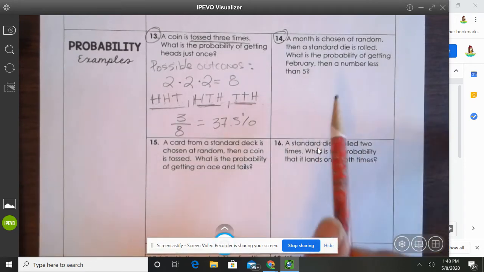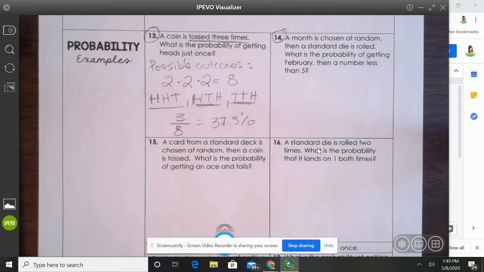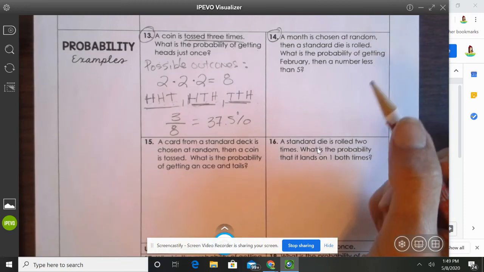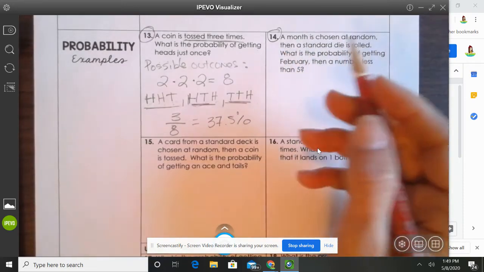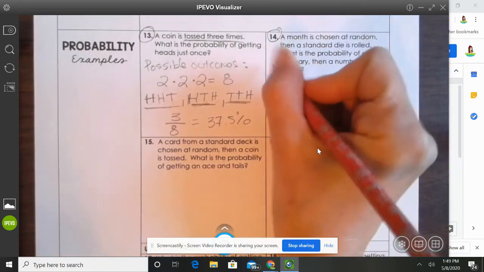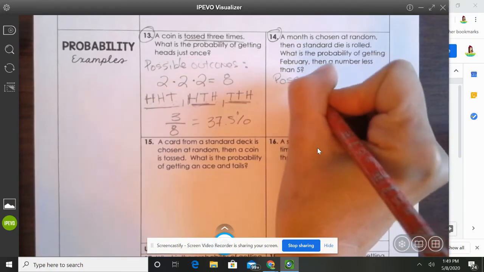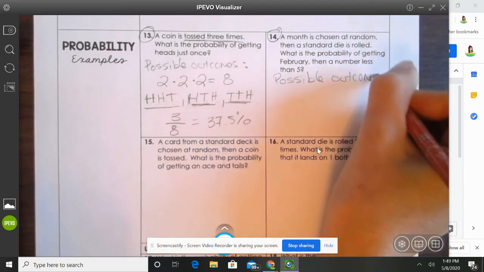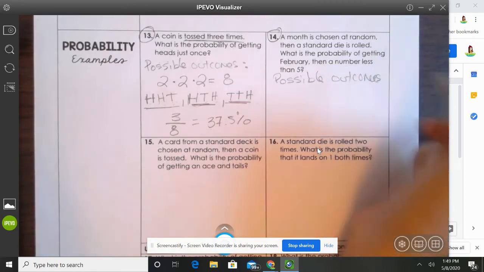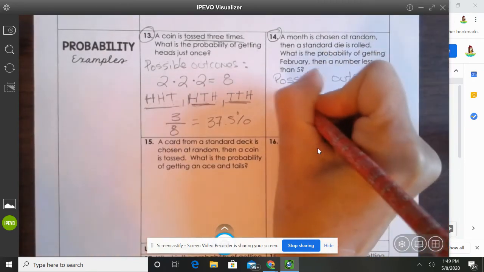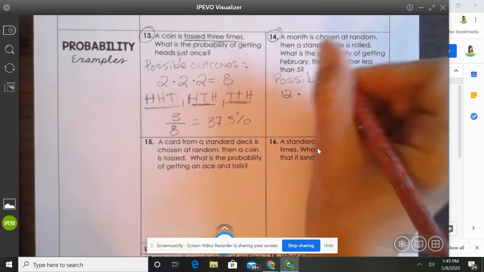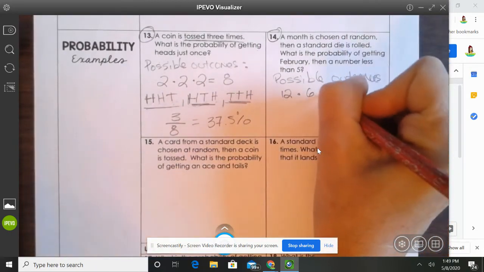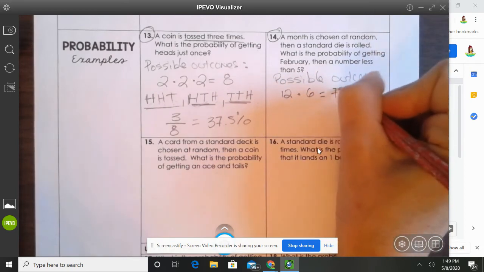We need to think about how many numbers on a die are less than 5. First, the possible outcomes. How many months are there? 12. And how many numbers are there on a die? 6, 1 through 6, right? So that would be 12 times 6, which is 72.